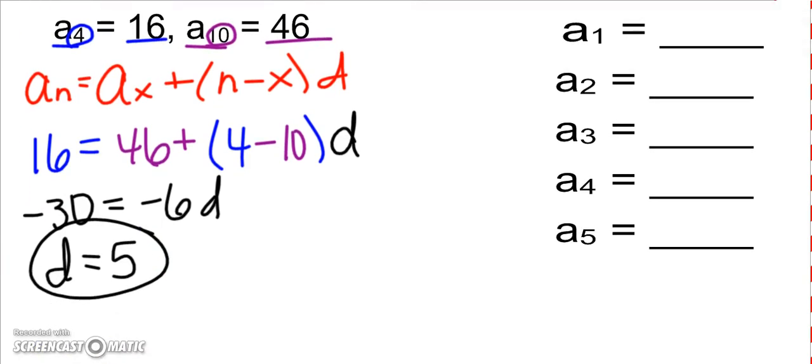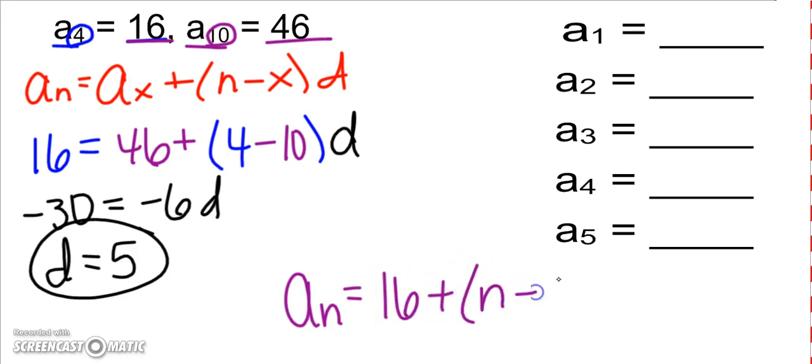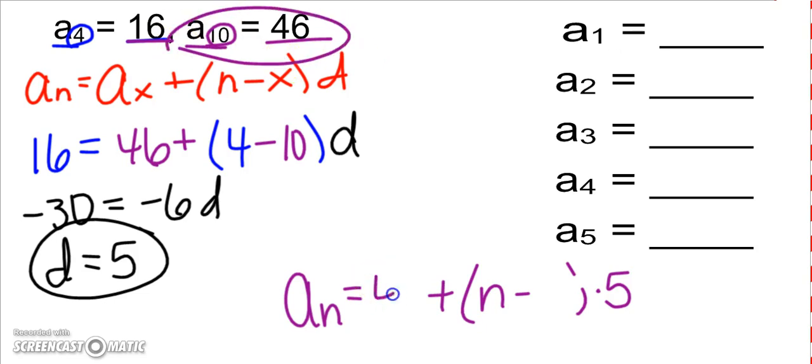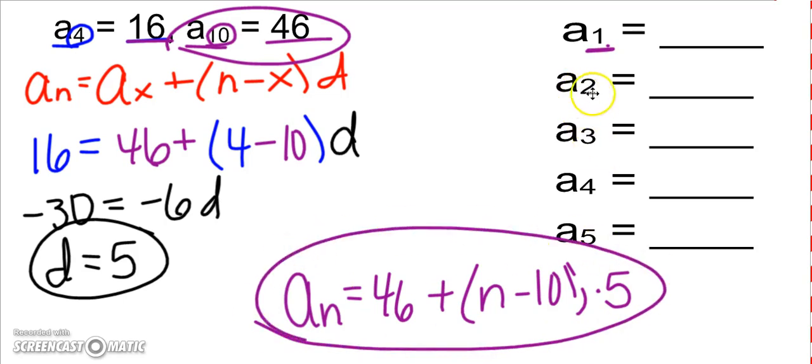Putting this back into a general equation then, a sub n is going to be equal to, I'm going to say 16 plus n minus 4 times 5. So I just plug stuff in. You could also, if you wanted to, instead of using the 16 and the 4, you could have used the 46 and the 10. Either one will get you there. So now if I need to find a sub 1, I just plug in 1 to this formula, 2 to this formula, 3, 4, and 5.